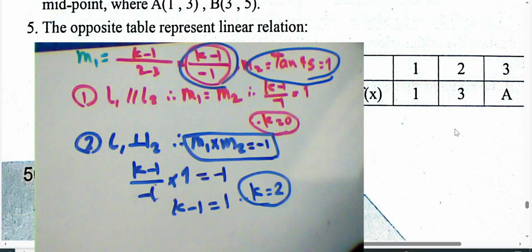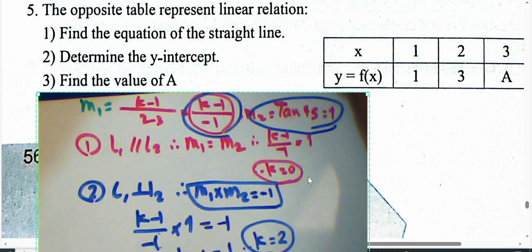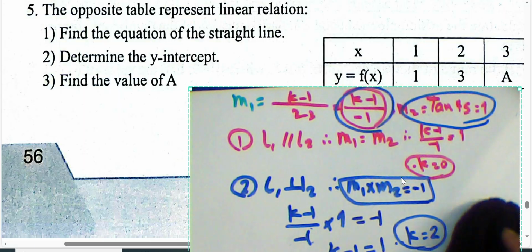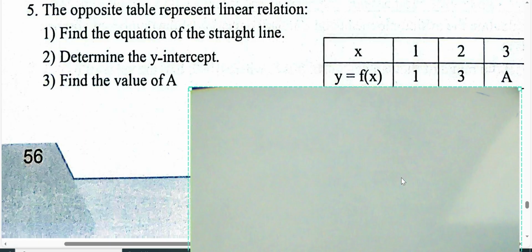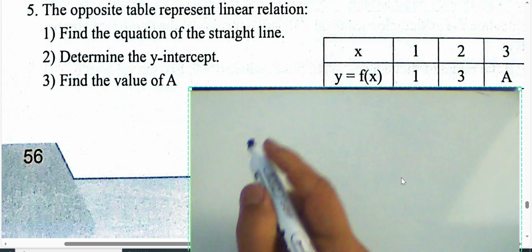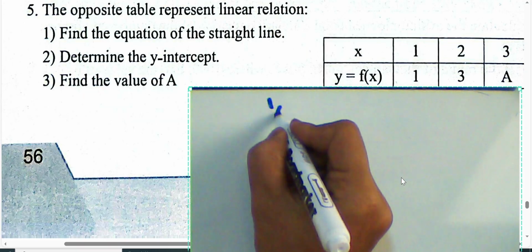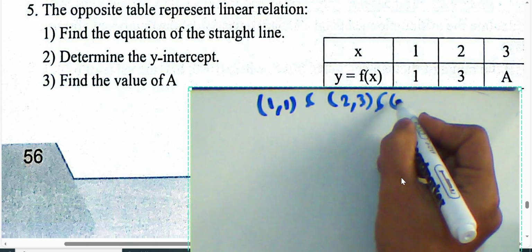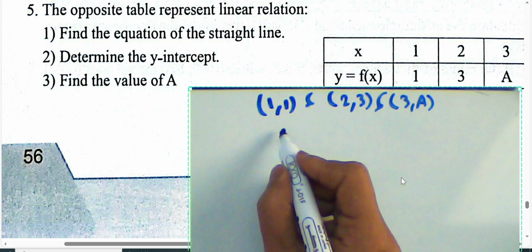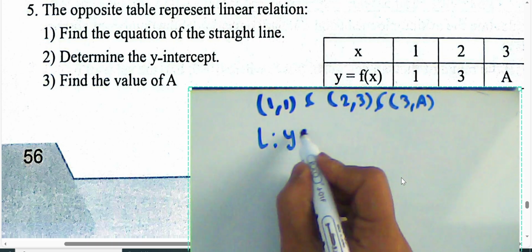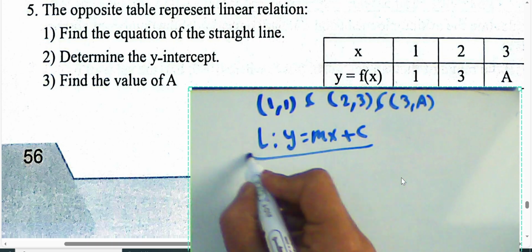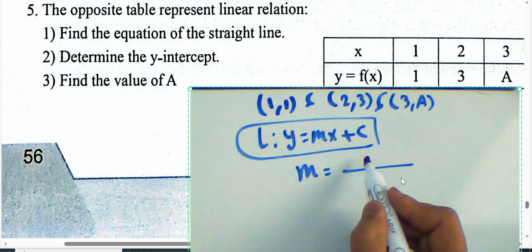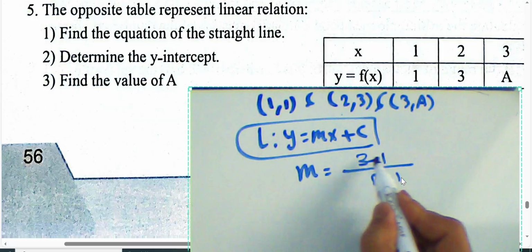Next question. The graph represents a linear relation. Find the equation of the straight line, then determine the y-intercept, and find the value of a. First step, we find the equation. We have the first point (1, 1) and the second point (2, 3), and the straight line passes through all the points including (3, a). First, we find the slope. Let the line be y equals mx plus constant, the equation of a straight line. The slope is 3 minus 1 over 2 minus 1. The result will be 2.